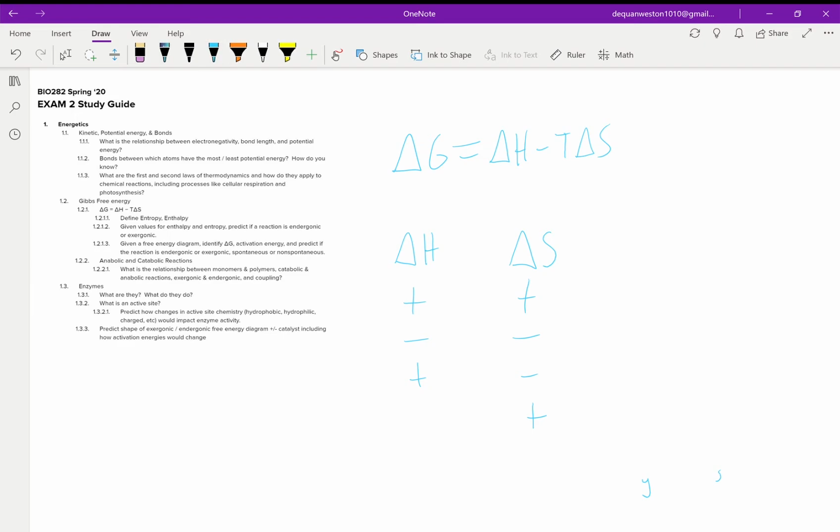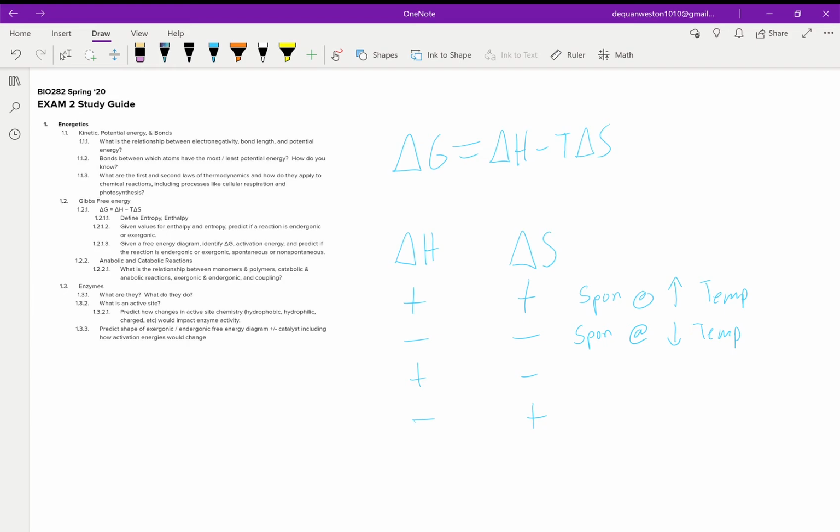So both of these are plus plus, which means think of a number line. Plus plus is going to be a big number. So this is spontaneous at high temp. Minus minus, it's a very low number. Spontaneous at low temp.